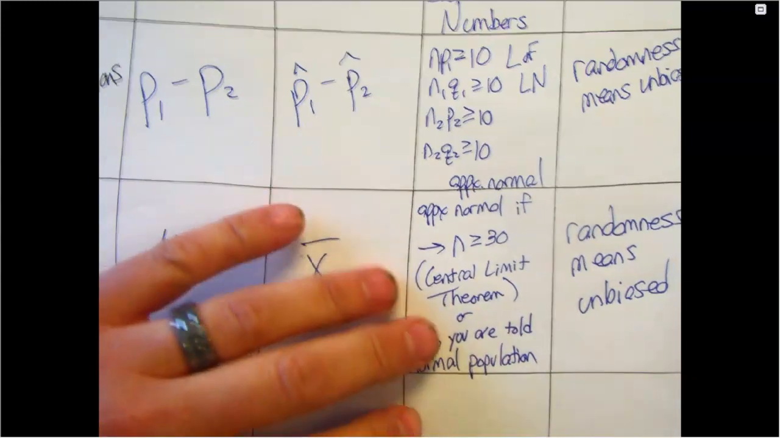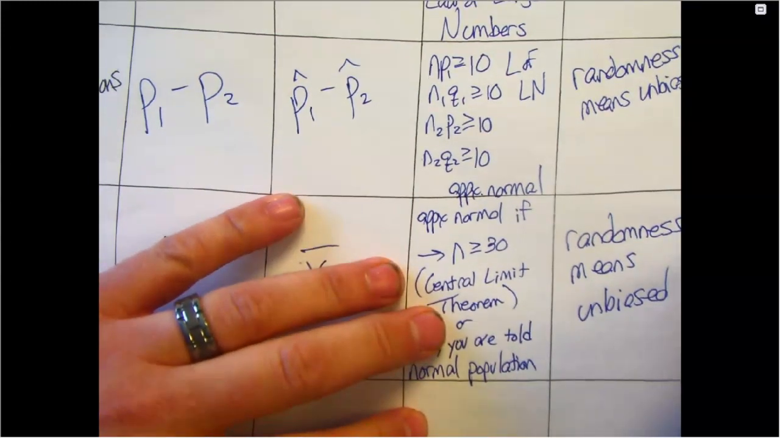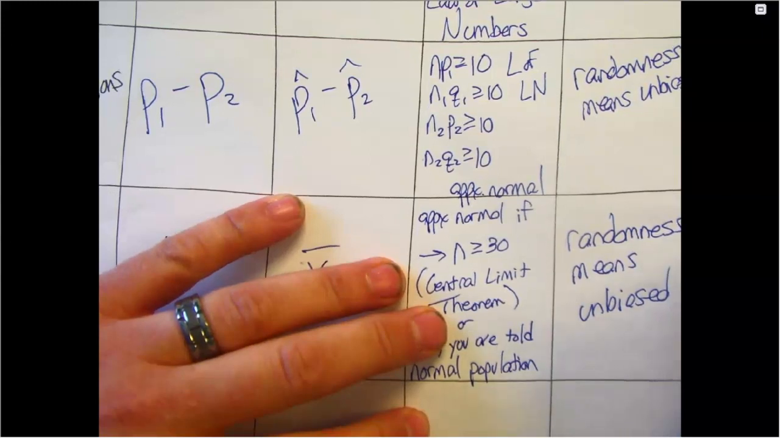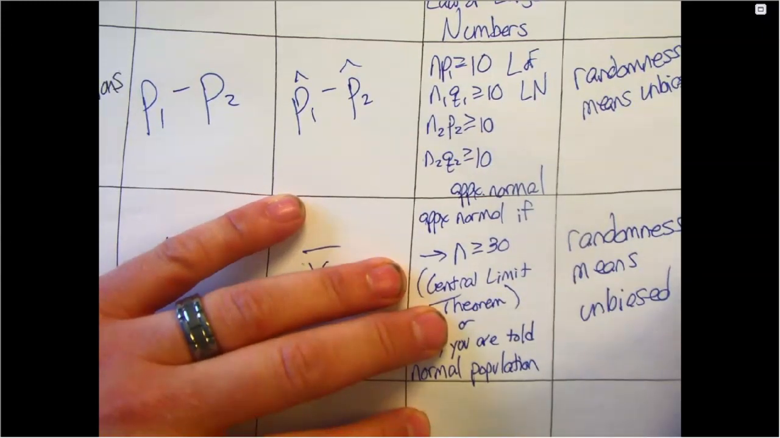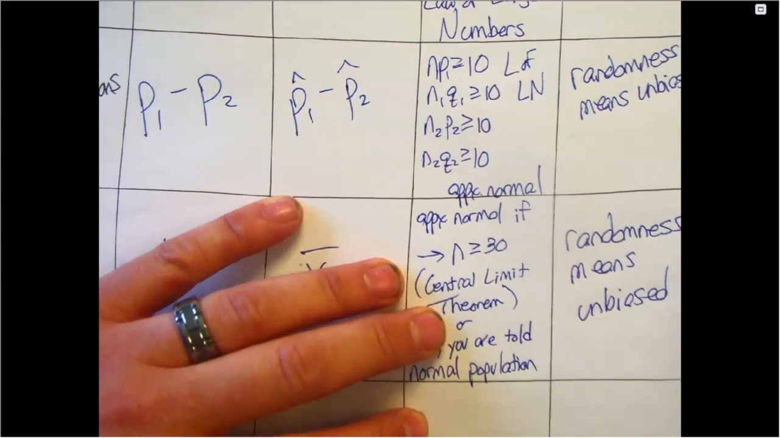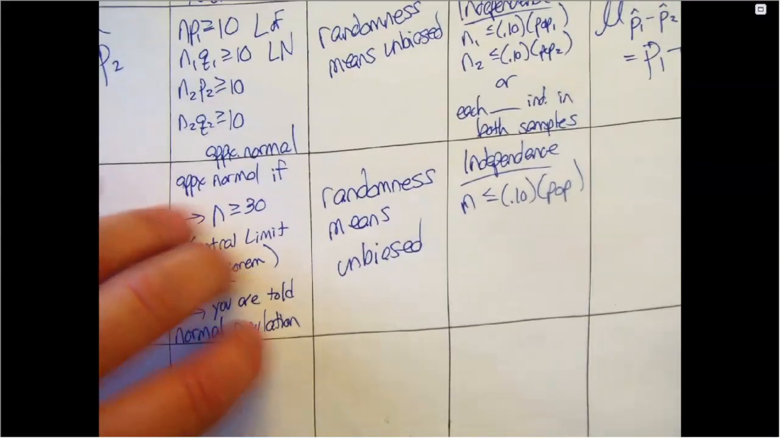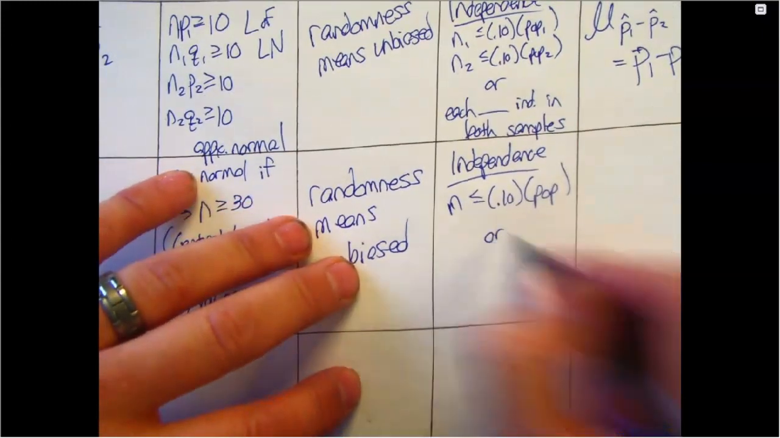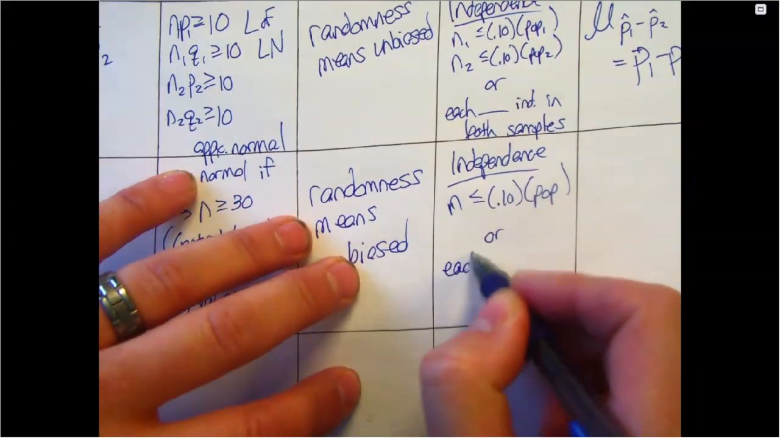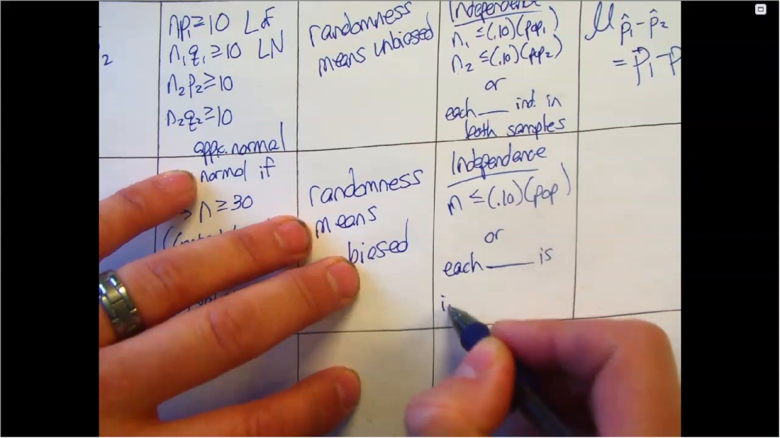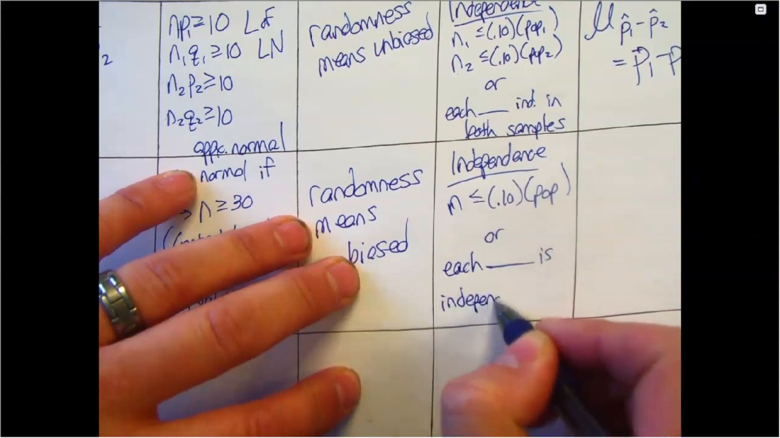This independence is the exact same thing as it was before for the one sample. So n is less than or equal to 10% of the population, or each whatever is independent.